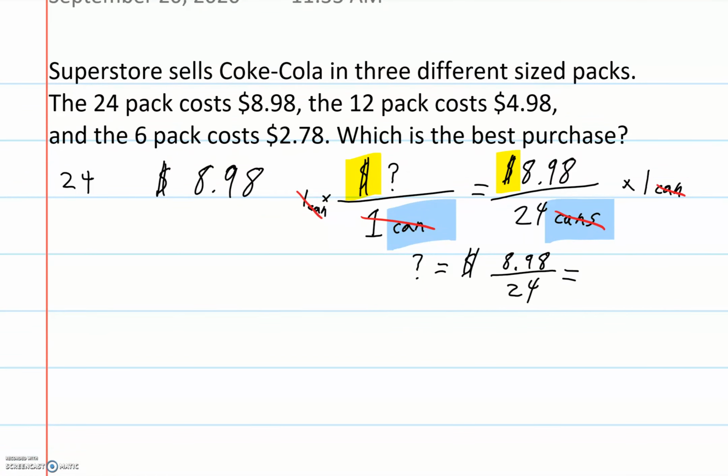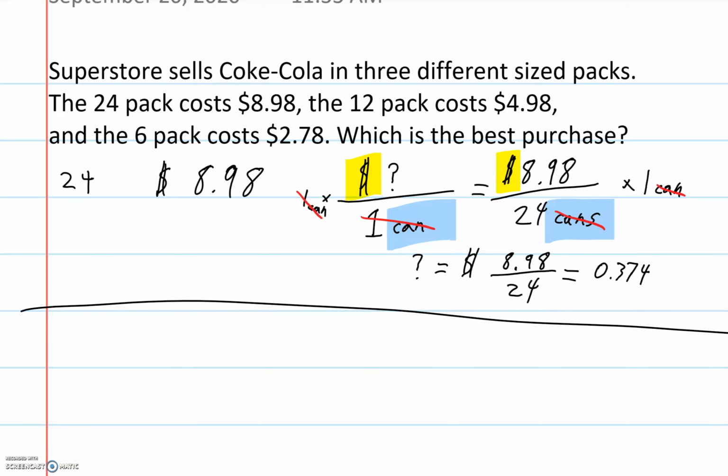So let's just type that into a calculator. So if I plug that in, we end up with 37.4. So if you thought about it in terms of dollars, it would be 37.4 cents. There you go. That's better. Okay, let's look at the next one. So that's one situation. Let's take a look at the next one.